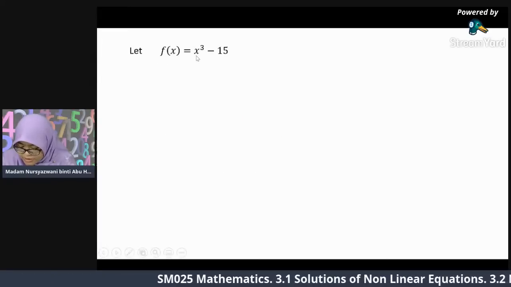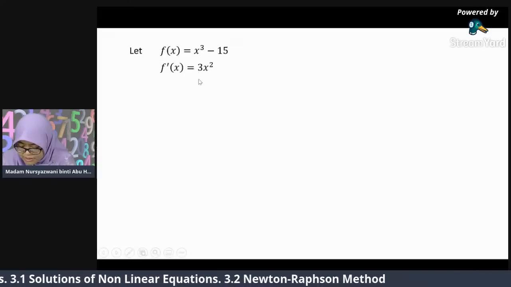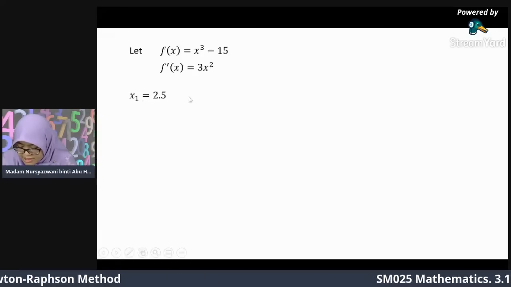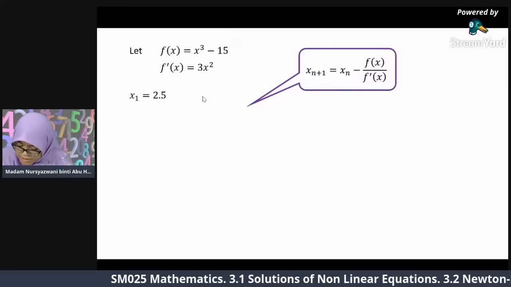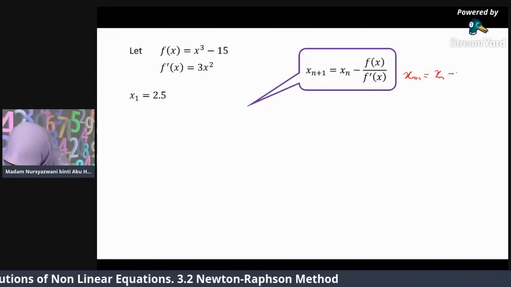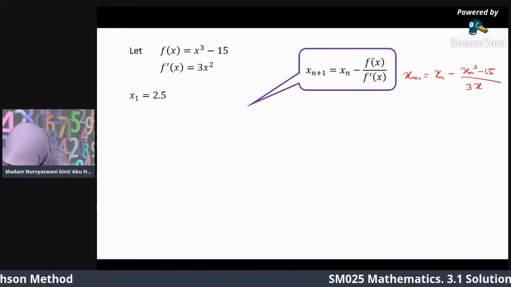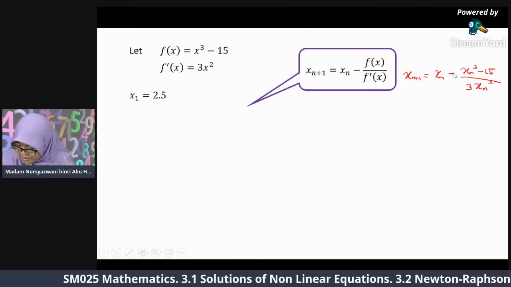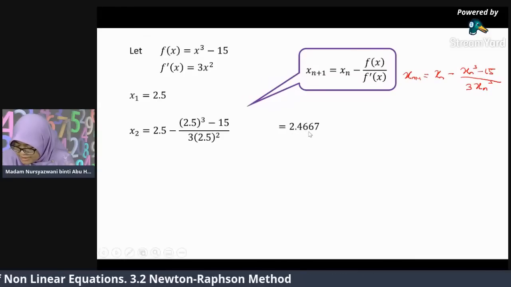So let f(x) equal x cubed minus 15. Second step, we differentiate f(x), so we get 3x squared. Then we substitute the first approximation into the Newton-Raphson formula. So for the Newton-Raphson formula, the new formula is x(n+1) equals xn minus (xn cubed minus 15) over 3xn squared. Okay, so we substitute 2.5 into this formula and we get 2.4667.